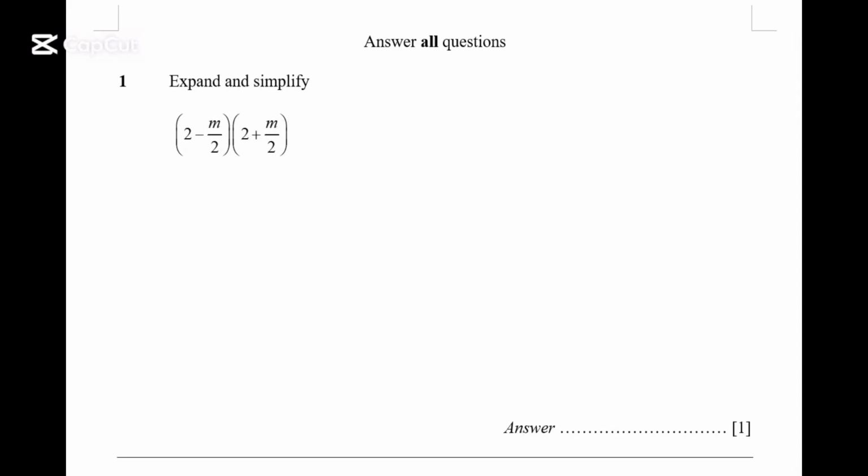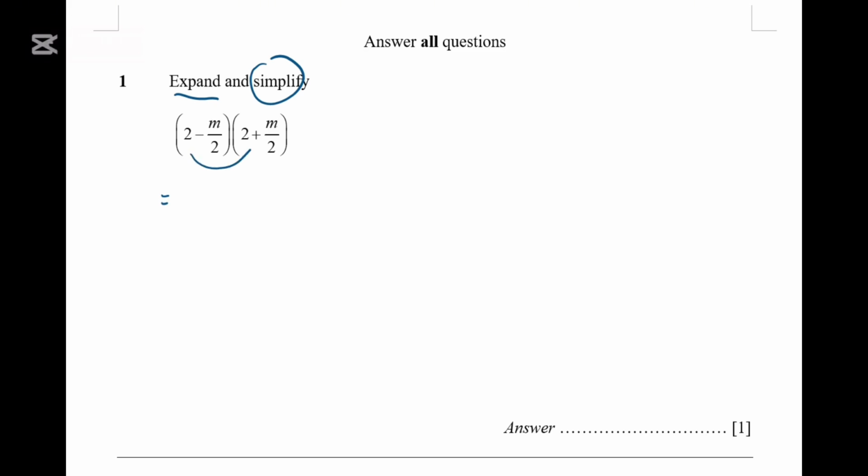Okay, the first question we are looking at is expansion, right? This skill is required in terms of simplifying whatever is given to you. For example, in this case, there are two brackets, 2 minus m over 2 and 2 plus m over 2, and we are trying to multiply this out, right? So each term should be multiplied once to each other.